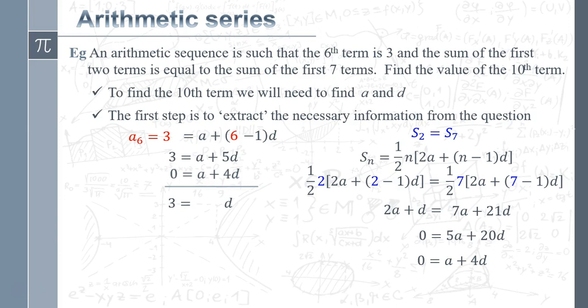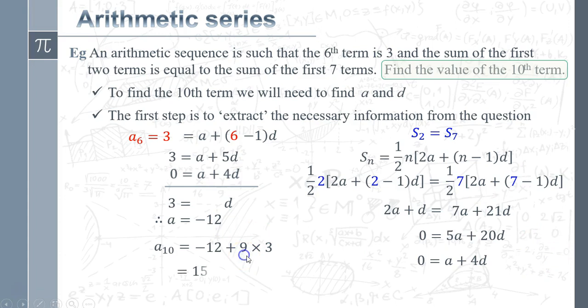And obviously, once we've got d equals 3, we just go back to either of those equations, plug the value of d equals 3 back into there, and that leaves us with a equals minus 12. We've now got the values of a and d that we need. And so what we're going to do is just now answer the question. It says find the value of the 10th term, which is nice and straightforward now. So there you go, a10 equals minus 12 plus, there's my n minus 1, minus 12 plus 9 times 3. So the value of the 10th term was 15.